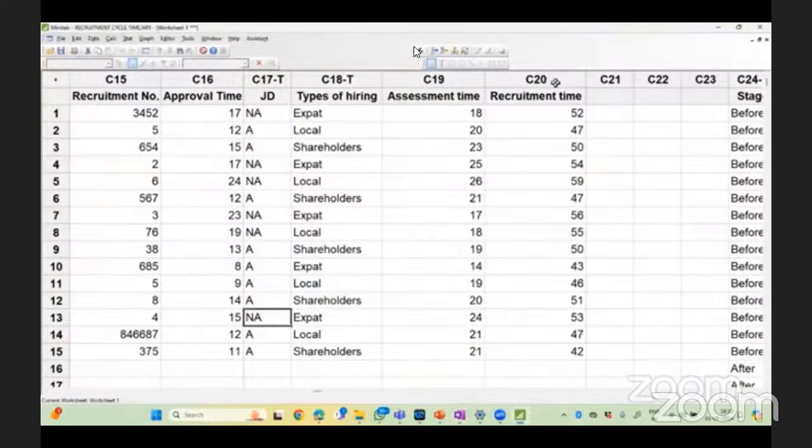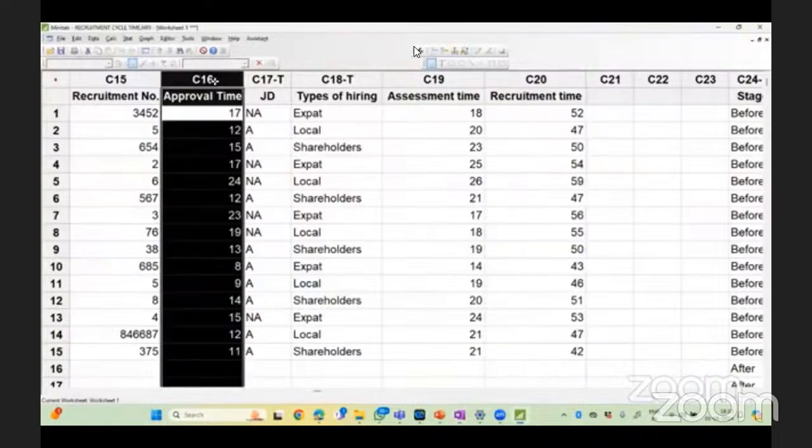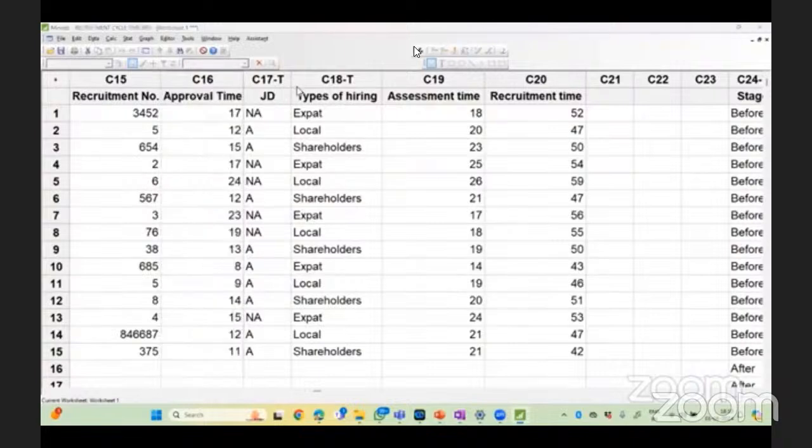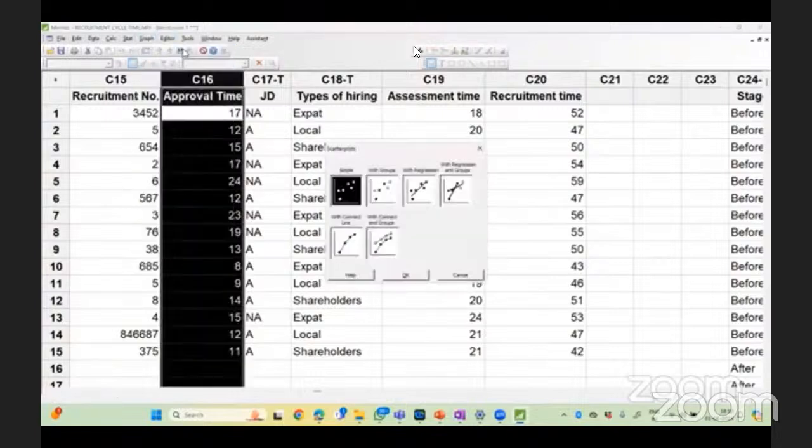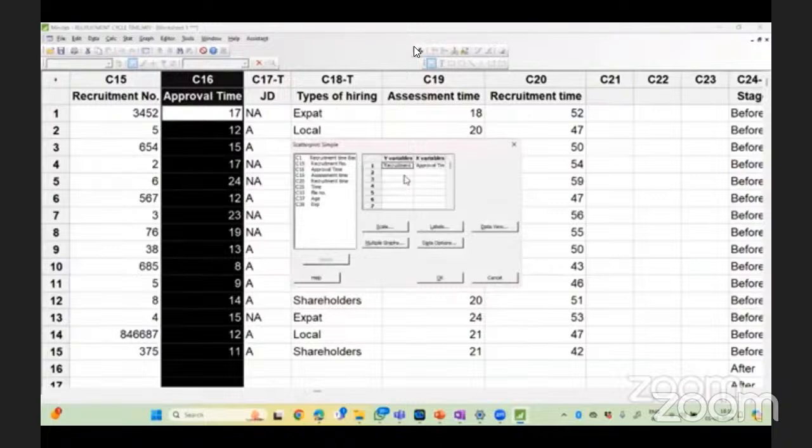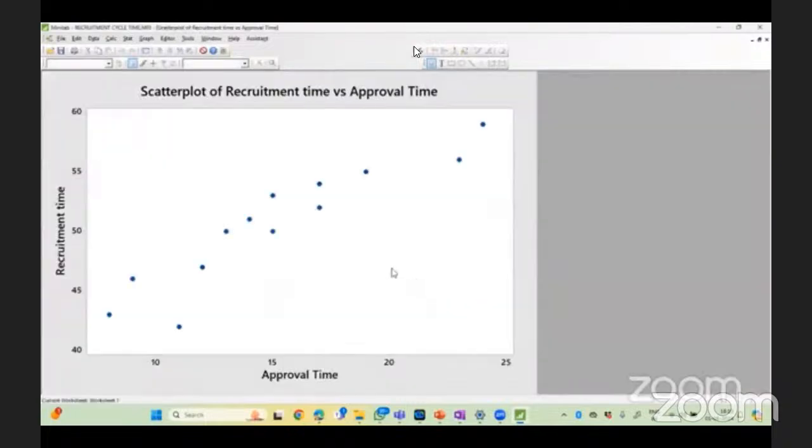First, let us investigate: is recruitment time affected by the approval time? Now, both are continuous data, isn't it? So I will do a scatter plot of recruitment time and approval time. I'll plot the data, and it appears that as the approval time is increasing, recruitment time is also increasing. So there is a positive relation, meaning both of them are increasing simultaneously.